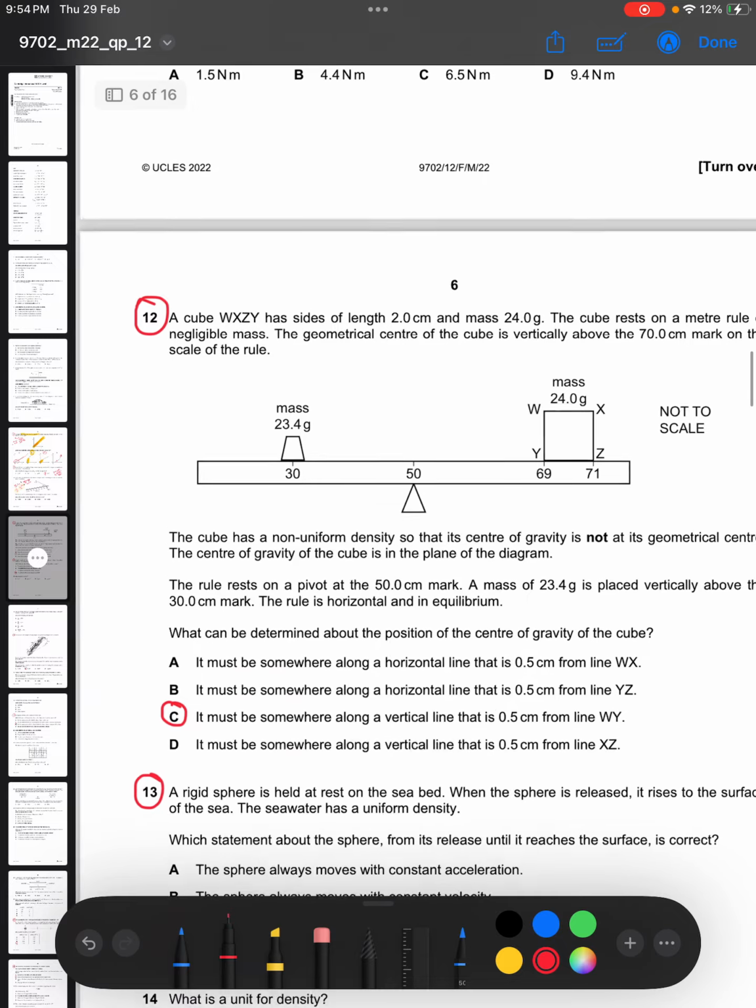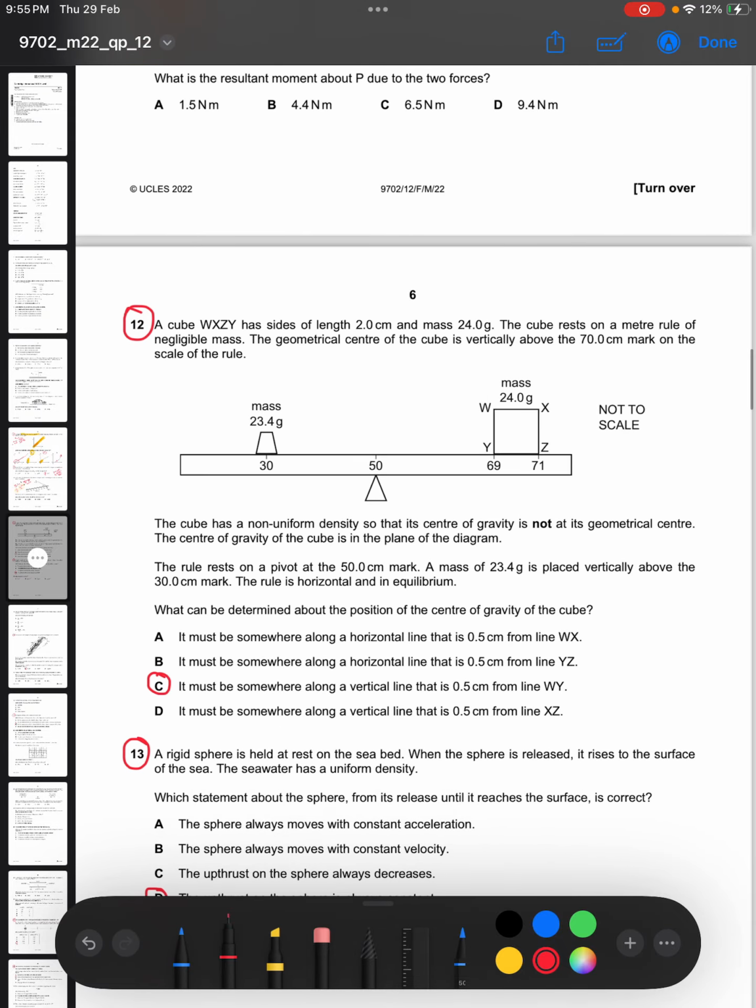So the next question, which seemed to be a problem, was number 12. Number 12 was saying a cube xyz has sides of length 2 centimeters and mass 24 grams. This is the cube xyz here. The cube rests on a meter rule of negligible mass. The geometric center of the cube is vertically above the 70 centimeter mark on the scale. The cube has non-uniform density, so that its center of gravity is not at its geometric center.